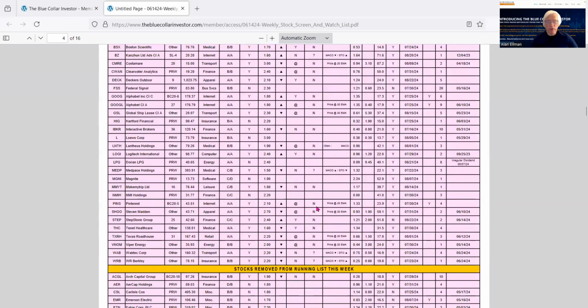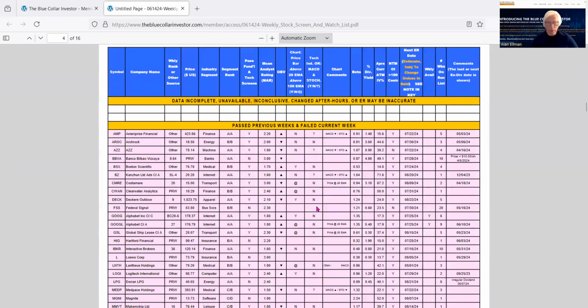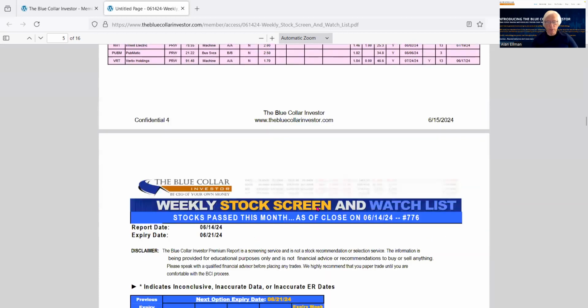Now, as you scroll down, you'll see some of the stocks are in pink cells, and those are stocks that were not eligible this week, but were eligible in the previous weeks. And that's usually due to a technical breakdown. After 3 weeks of not being eligible, they just get bumped completely.